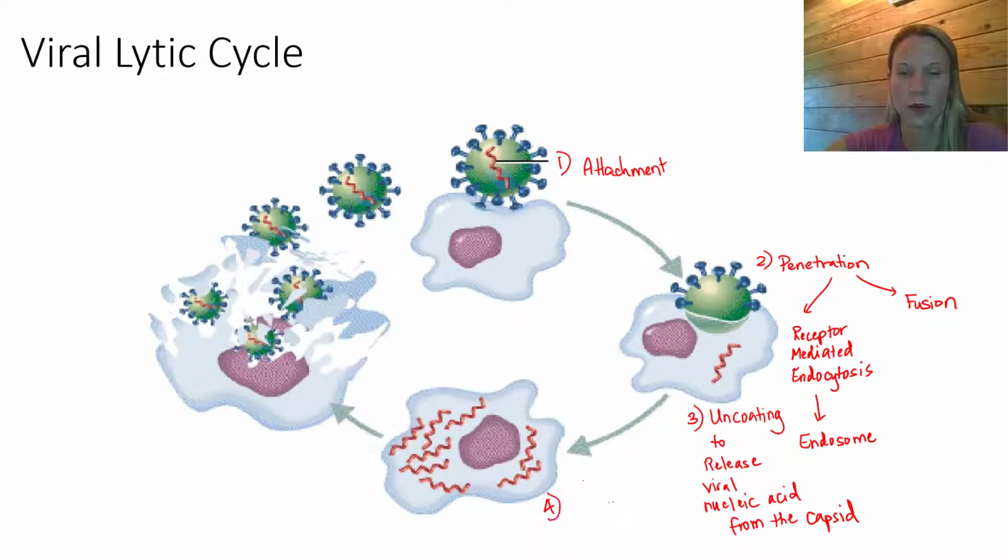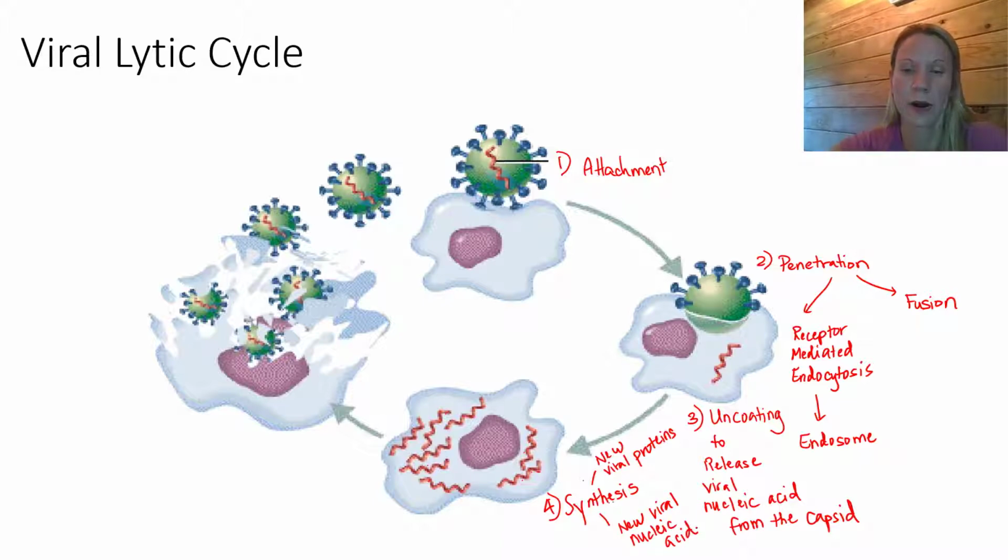Okay, the 4th stage we call the synthesis stage. In this picture, we're seeing lots of copies of viral RNA or viral DNA. The nucleic acid of the virus is being copied. And then viral proteins are also being made. So we're seeing new viral proteins, and we're seeing new viral nucleic acid being copied.